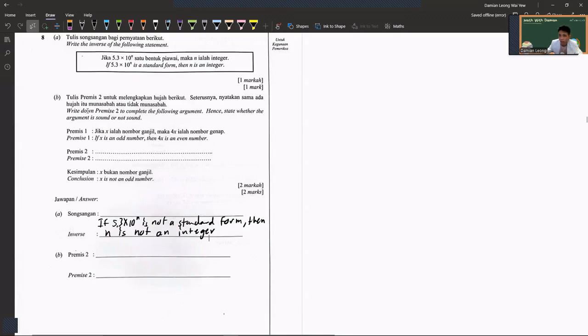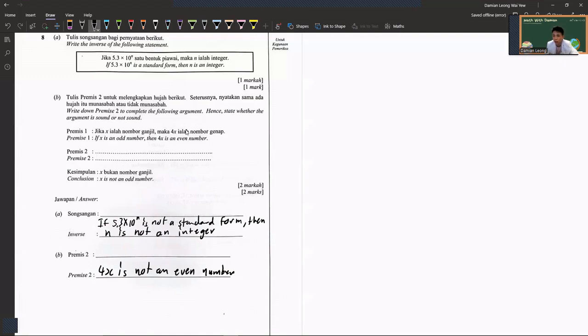Then for B, write down premise 2 to complete the argument, then state whether the argument is sound or not sound. So if x is an odd number, then 4x is an even number. Conclusion, x is not an odd number. That means I'm using contrapositive. Basically, 4x is not an even number. Yeah, that would be the premise 2.